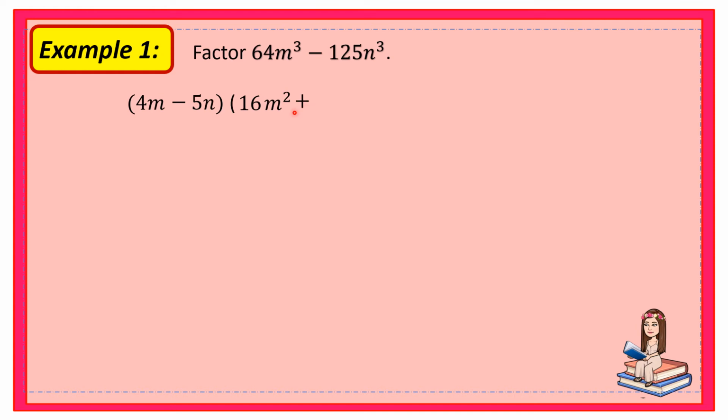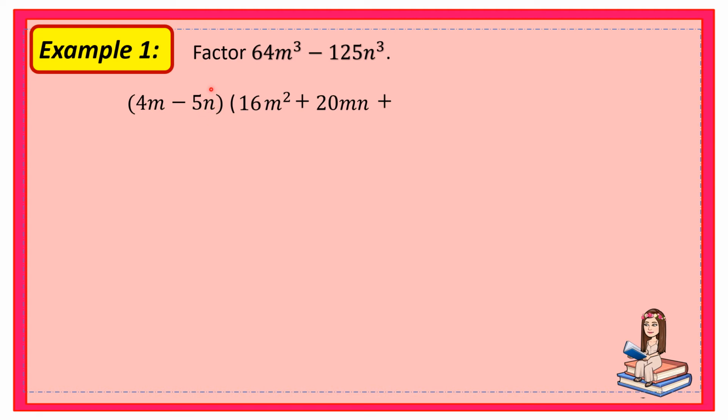Then, next step, multiply the two cube roots. So, 4 times 5 is 20. M times n is mn. So, we have 20mn. Next step, always positive. Tandaan na, laging positive yung huli.